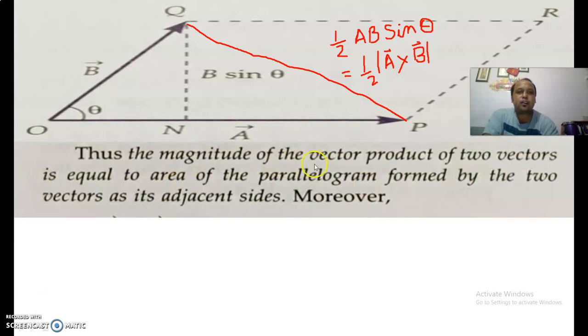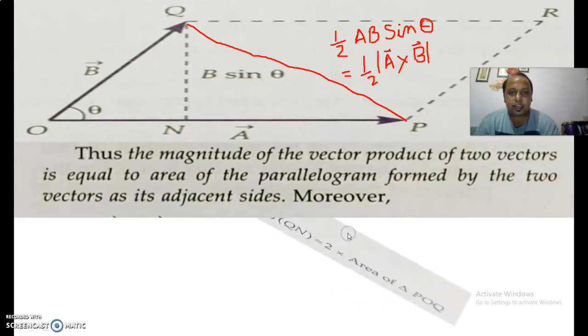The magnitude of the vector product of two vectors is equal to the area of the parallelogram formed by the two vectors as its adjacent sides. That is for the parallelogram that we have discussed. Now, let us consider a triangle.